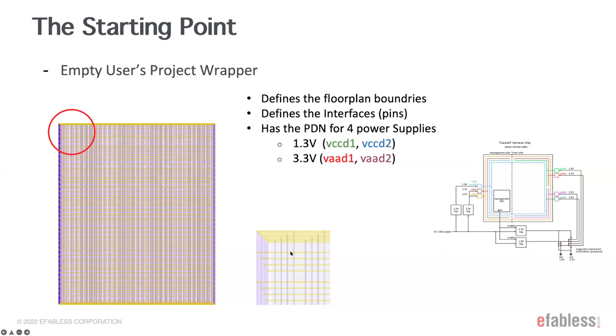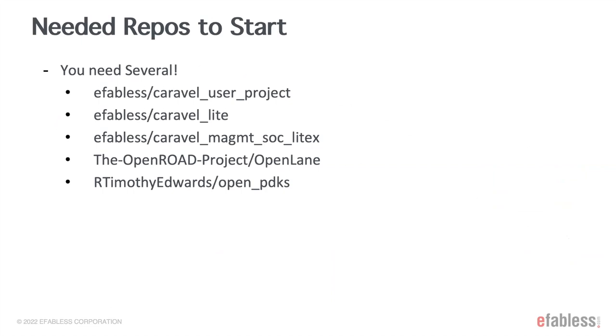We also have here the power straps, the horizontal and vertical power straps. These power straps and rings are constructed on metal layers 4 and 5, so your design will be beneath that. Everything inside the rings is given to you, and you can utilize it for the physical implementation of your design.